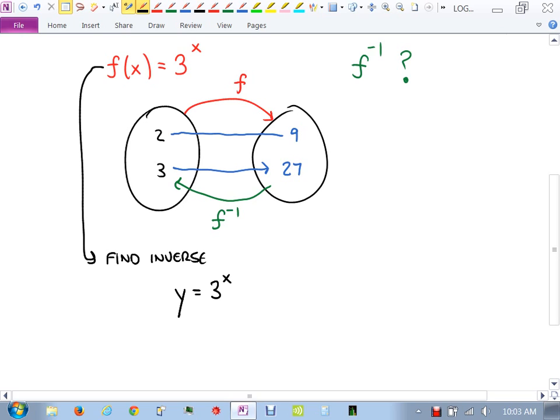Right? And then you're supposed to switch the x and y variables. So everywhere you see a y, you put an x. Everywhere you see an x, you put a y. Do y'all remember that? Okay. So I'll do that right over here. x equals 3 to the y. And then what after you do that? Solve for y.